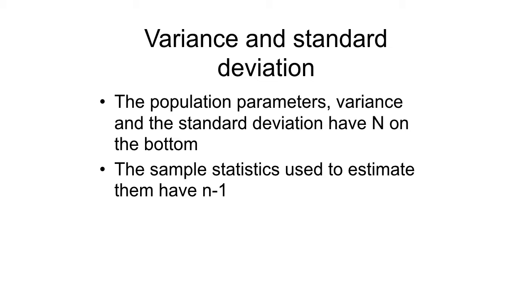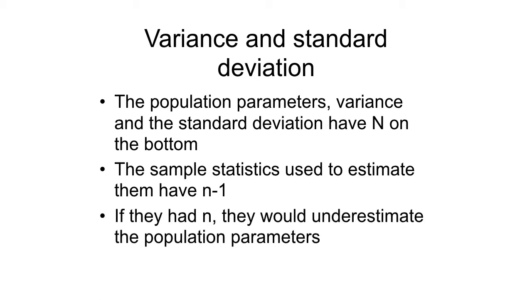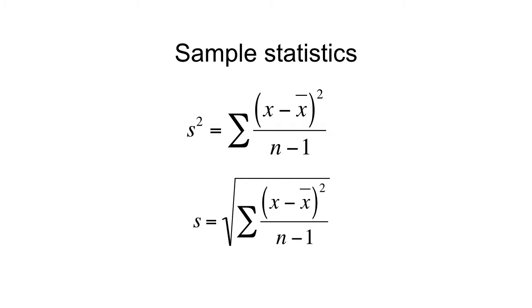So the population parameters, variance and standard deviation, have n on the bottom. And the sample statistics have n minus 1. If they had n, in fact, they would underestimate the population parameters, and we're trying to estimate them accurately. The beautiful thing is we know how much we would underestimate, so we can fix it by doing this, okay? So there's s squared and there's s. We're dividing by n minus 1.